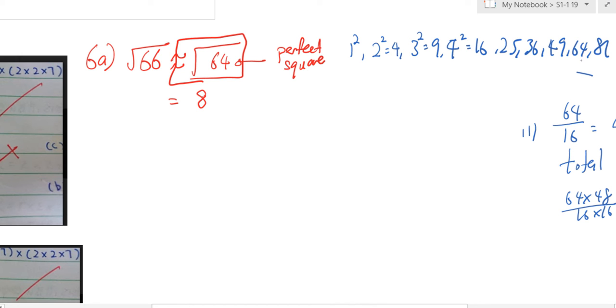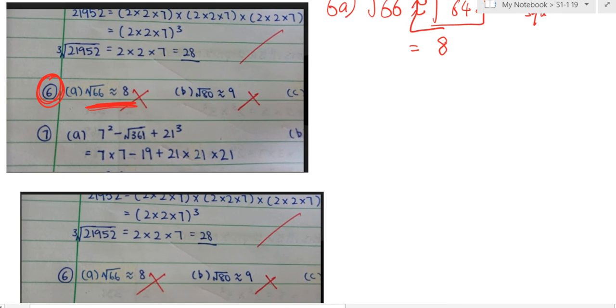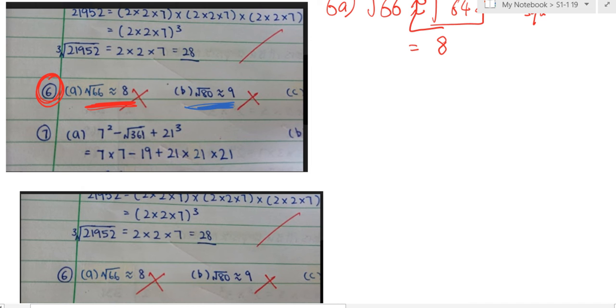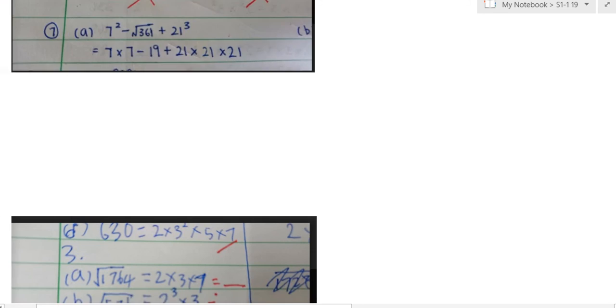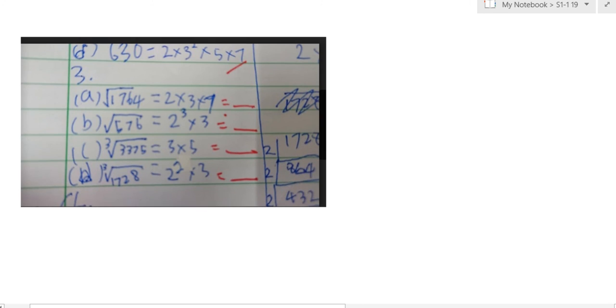Then you see which number is the nearest. 64. Can follow? Or in the notes I teach you another method, you can go and figure out. So when you see this, everything like that, I will mark wrong, you do your correction, and then you save. Now next one. This one.